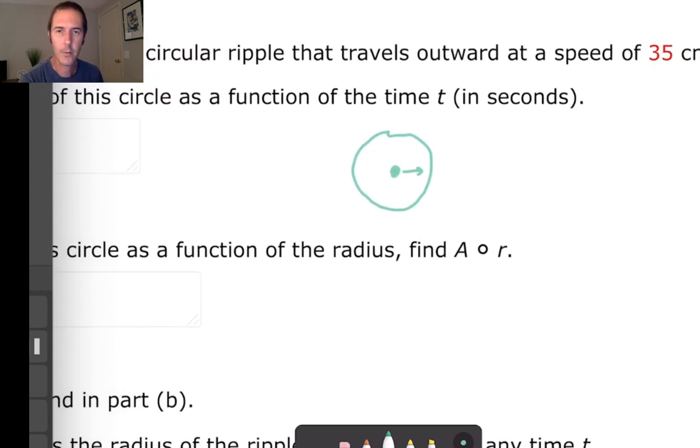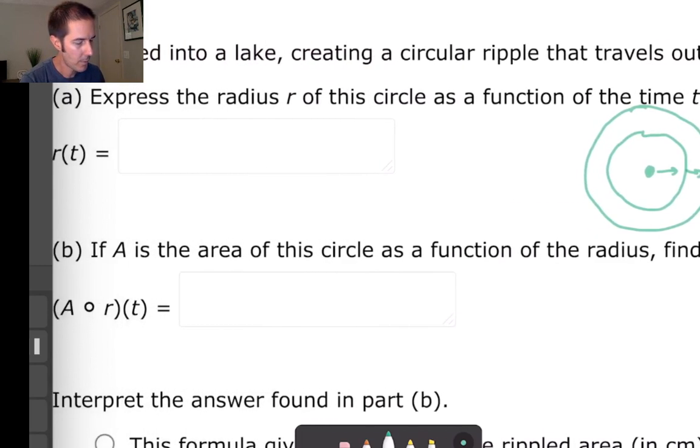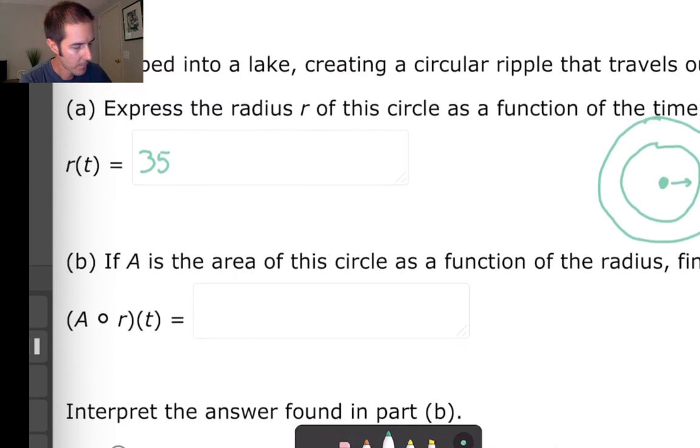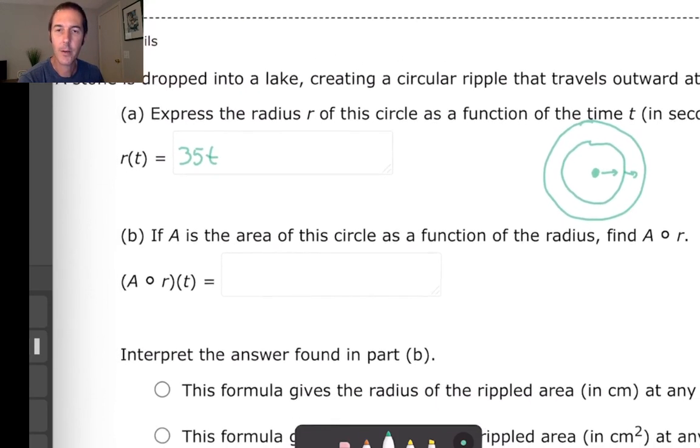And after 2 seconds, how far away would the ripples be? 35 there and 35 there. Now we've got 2 35s, which makes 70. I'd be willing to bet that the radius of that circle is equal to 35 centimeters per second times the number of seconds, which is not s. We're using the variable t, 35t.